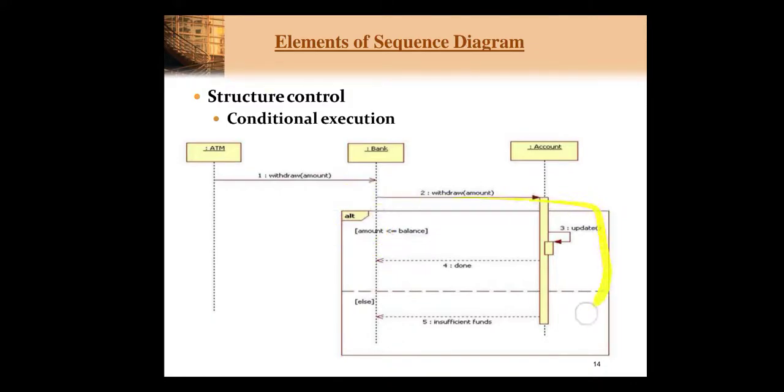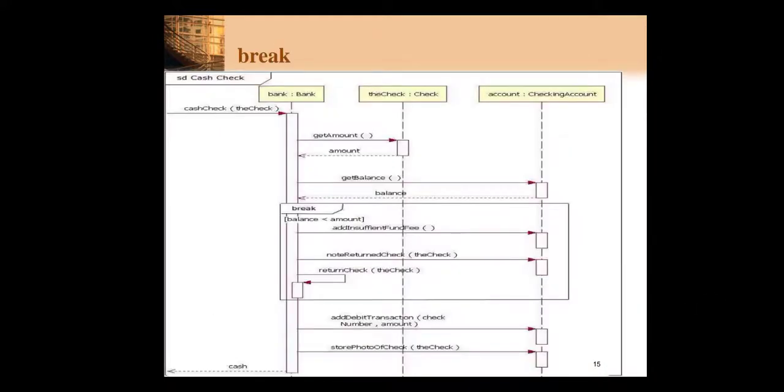So the rectangular box, whatever the task you have right here in the upper left, is called a structure control. If you are showing the looping iteration statement, you write down loop here. If you are using conditional execution, you can write down alt. Break: if you want to break something, that means in between the loop, if some condition is satisfied, you want to break that task, you can use the break statement.